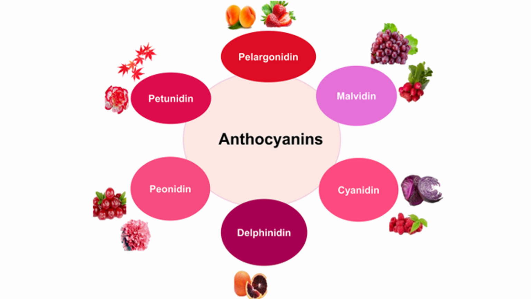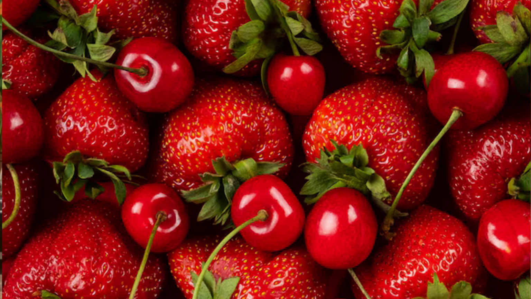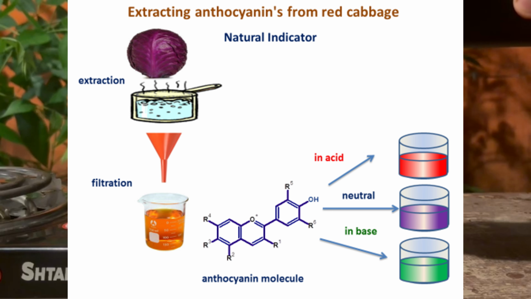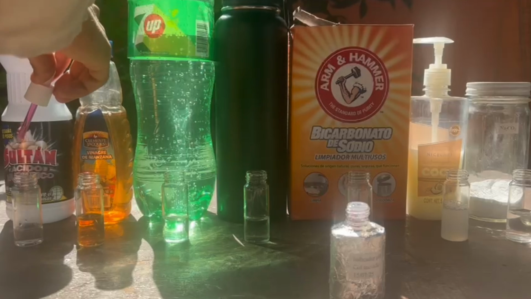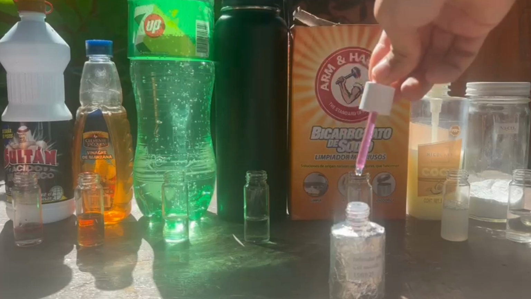Nature contains several natural pH indicators. For example, some flower petals, especially roses and hydrangeas, and certain fruits, like cherries or strawberries. In my case, I'm going to use red cabbage. Red cabbage contains a pigment molecule called flavin or anthocyanin that gives its characteristic color. It also changes color depending on the acidity of the solution, as you will see in this video.